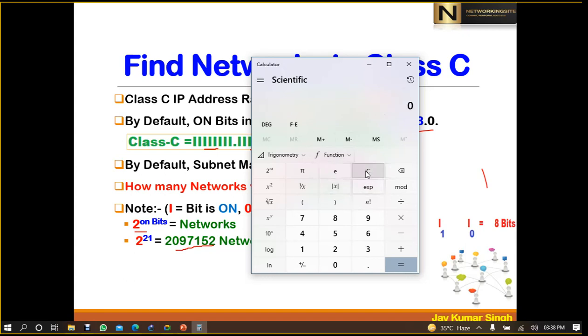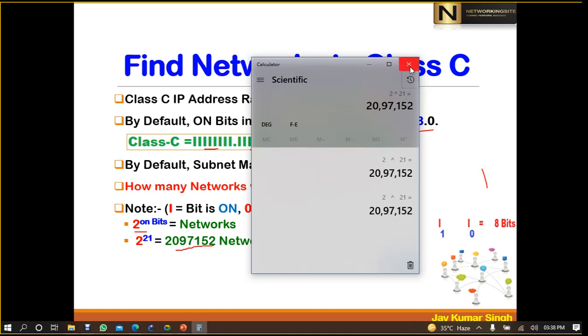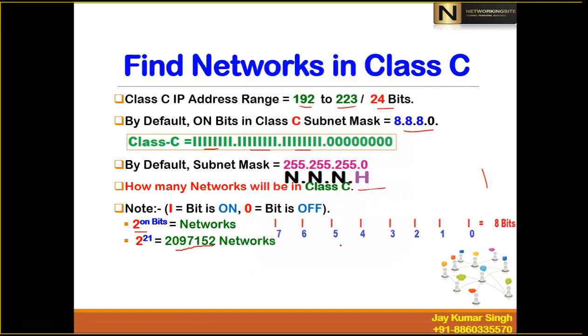Now 2 to the power 21. Even like this also you can write. Even in your keyboard also you have this key, the greater sign. So we got the network.